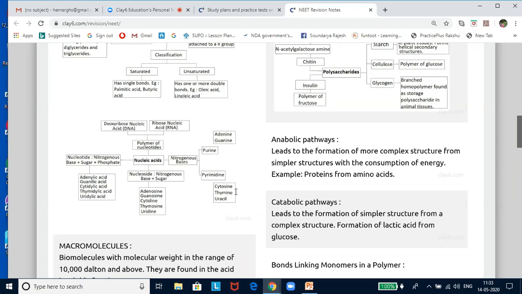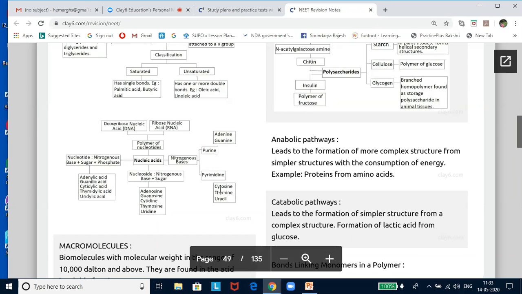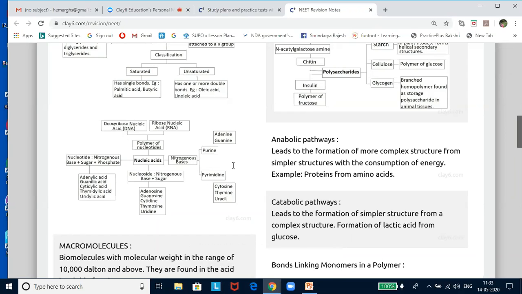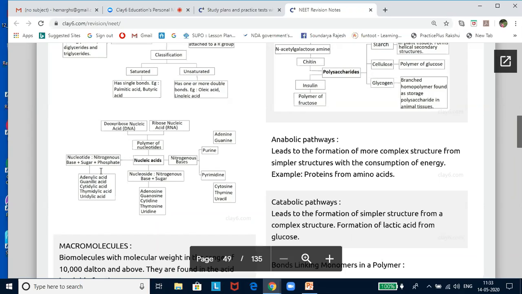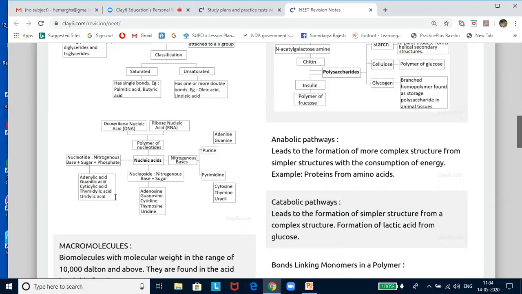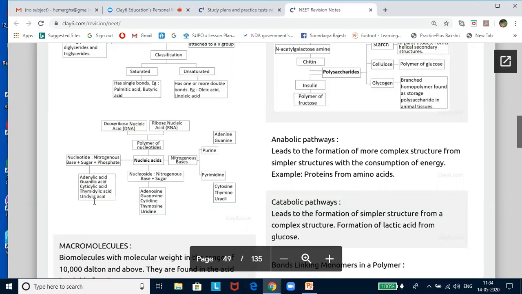See, in this pyrimidine, cytosine and thymine are found in DNA. Uracil is found in the RNA along with adenine, guanine, and cytosine. Now, let us look at the nucleotide. The nucleotide is nothing but nitrogenous base plus sugar plus phosphate. They can also ask you like nucleoside plus phosphate, because nucleoside is nitrogenous base plus sugar. So adenylic acid, guanylic acid, cytidylic acid, thymidylic acid, and uridylic acid.